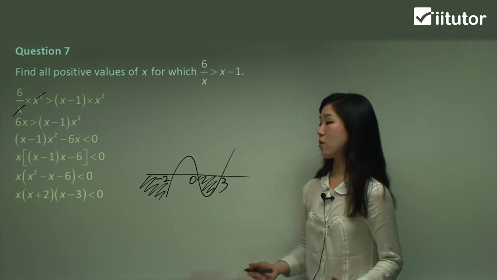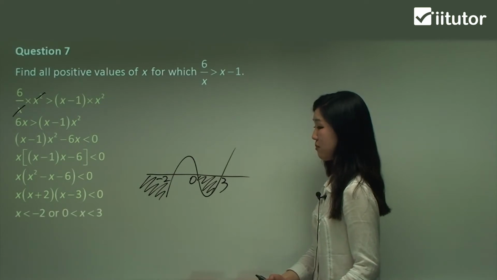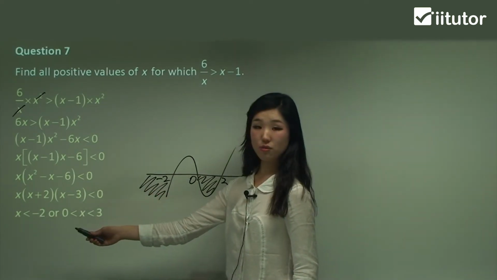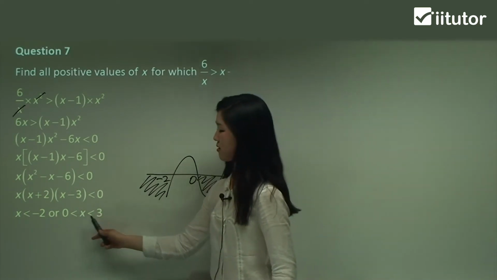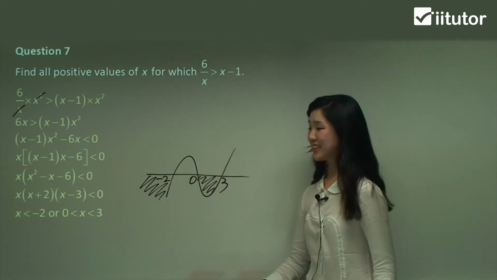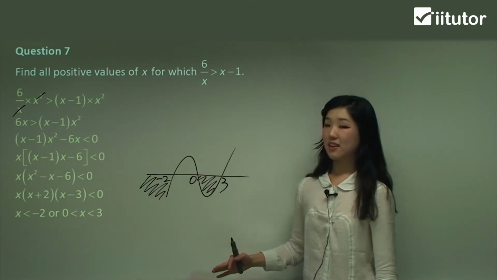Let's see which inequalities will hold for these regions to be true. It will definitely be x is less than negative 2 and x is between 0 and 3. So x is greater than 0 and less than 3, right? I hope you're used to this kind of thing now. Okay, but that's not the final solution.